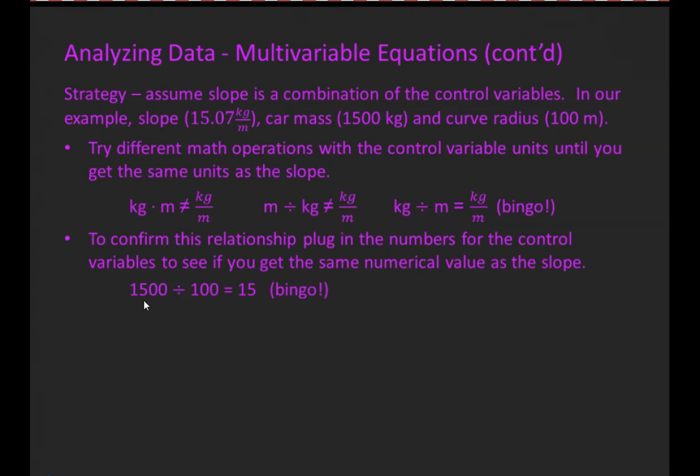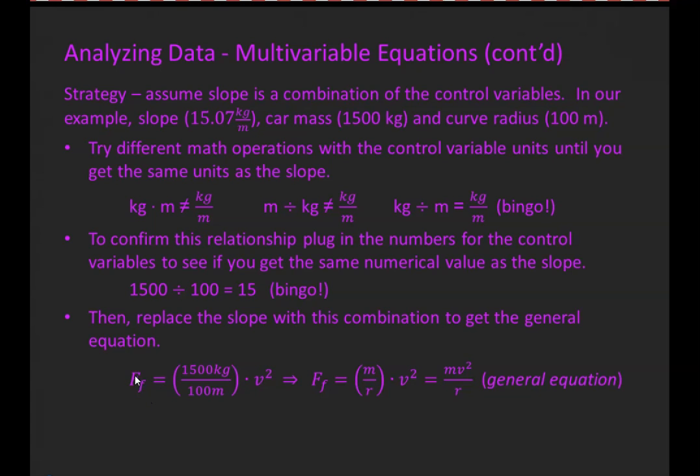Well, that's going to be the 1500 kilograms divided by the 100 meters, and numerically we get 15, and bingo, that matches the slope within experimental error of our graph. So the next step then is to replace the slope in our equation with this combination of control variables to get the general equation. So the friction force is equal to 1500 kilograms divided by 100 meters. That gets us the number of the slope and the units of the slope.